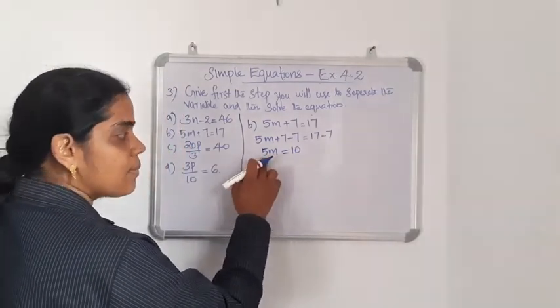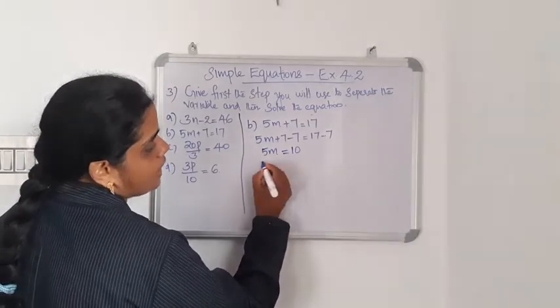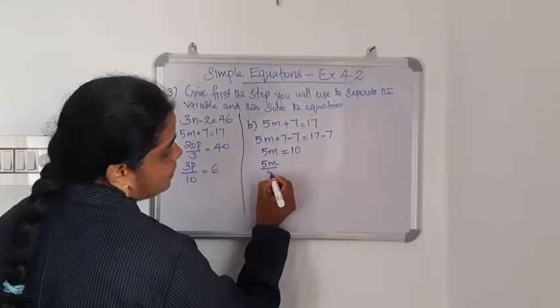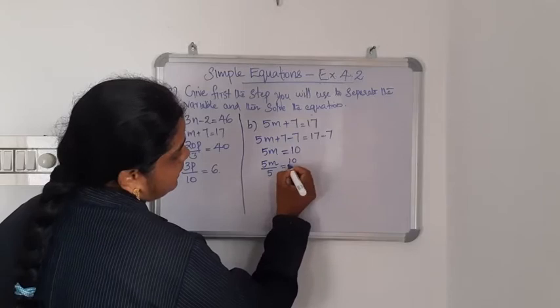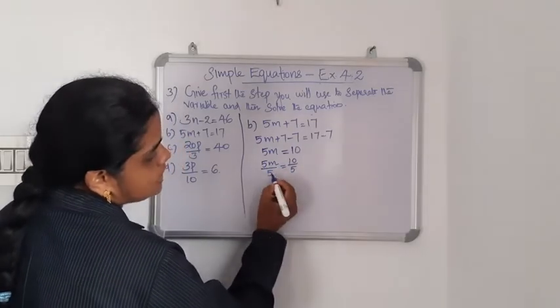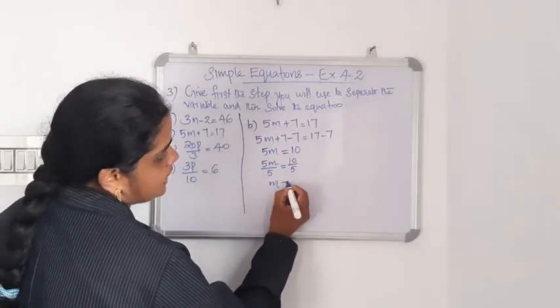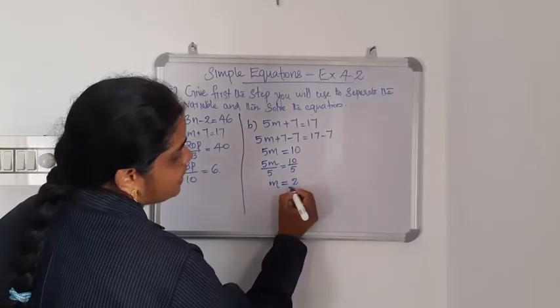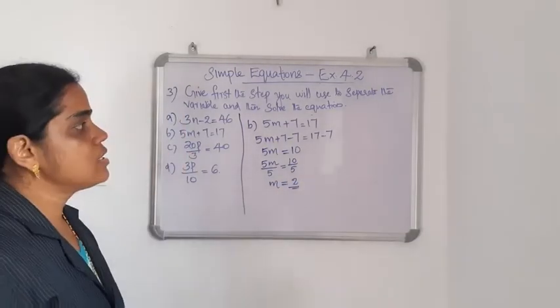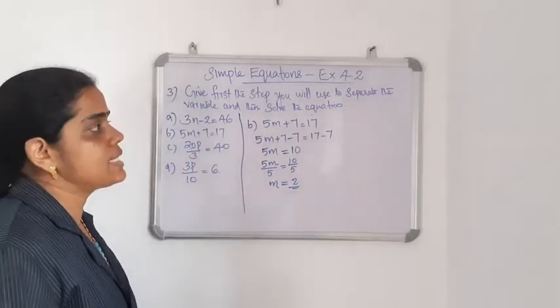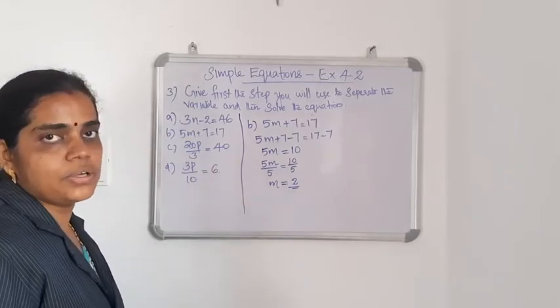Now it is multiplication. So next step we can divide. 5m by 5 equal to 10 by 5. What is 5m by 5? It is same as m. 10 by 5 is same as 2. So m equal to 2 is the solution of this equation.